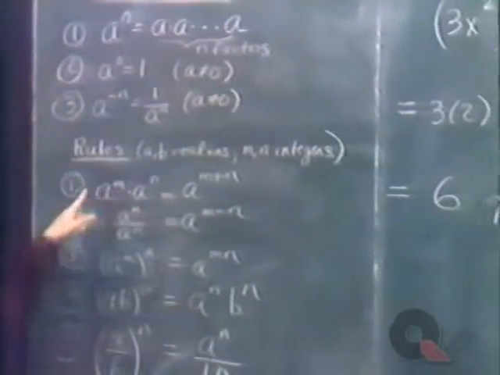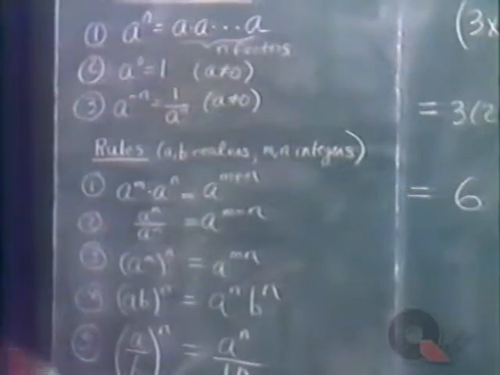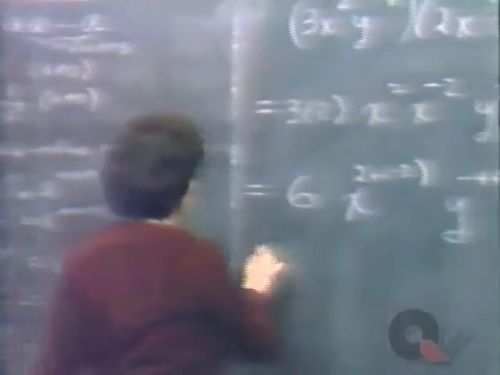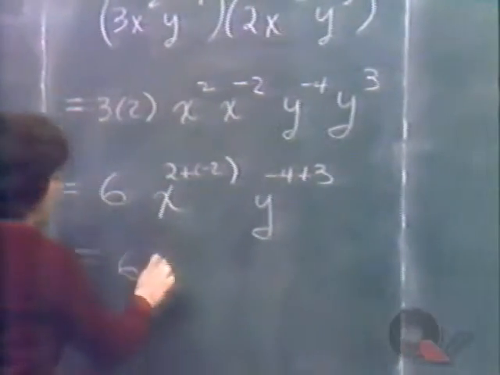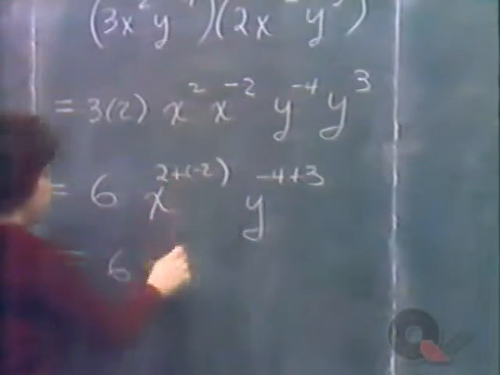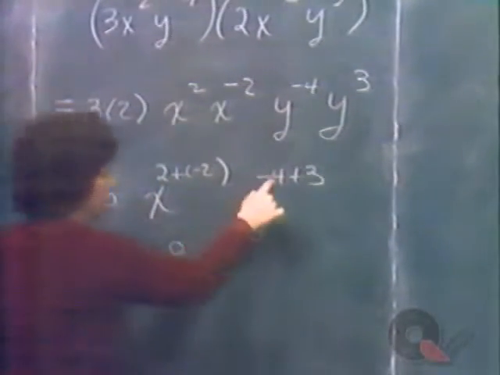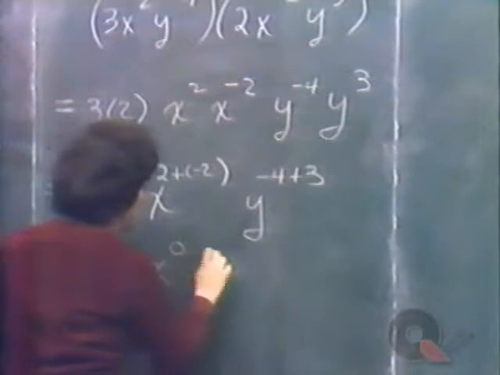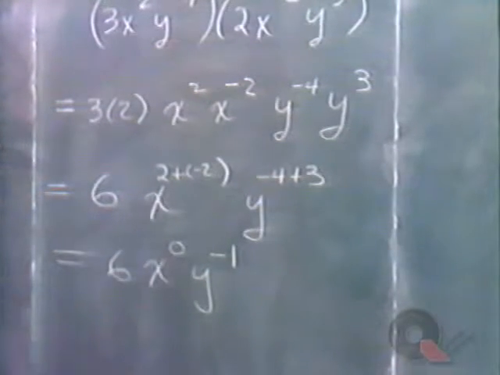We are multiplying. They have the same base. We keep the base and we add the powers. Okay, let's see what we get here. 6. Now, 2 and minus 2, of course, is 0. Minus 4 and plus 3, that's minus 1. So we get 6x to the 0, y to the minus 1.